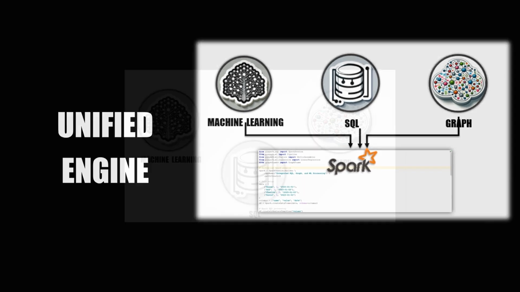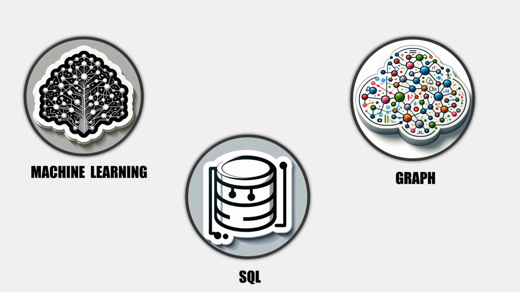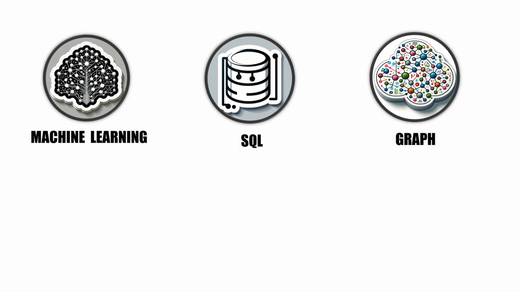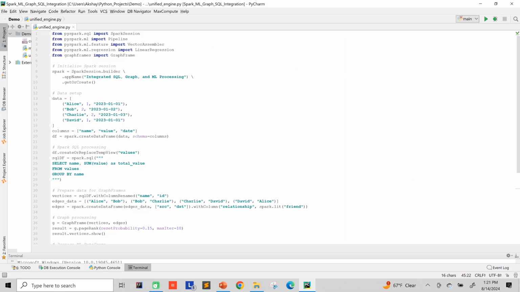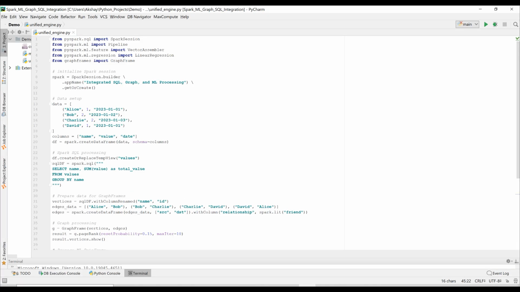Unified engine. Spark provides us a unified engine, meaning using the same engine, you can run SQL queries, graphical computation, and even machine learning models. You don't need separate engines for each. How does it help? Within the same Spark application, you can process data by running SQL queries on it, then do some graphical computation on this data, and then run a predictive model on the same data within the same Spark application. Let's take a look at one such application.